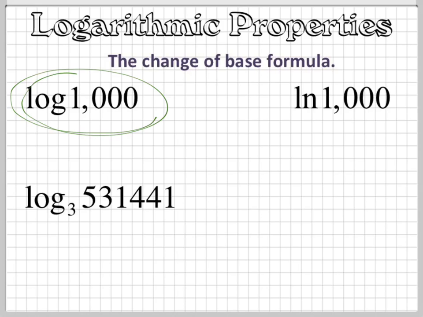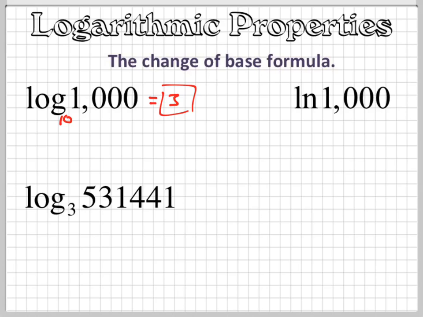This logarithm has no base showing on it. So what is the base? It is base 10. When the base is not clearly seen, then you know it's base 10. Some of you guys can tell me the answer to this right away. It is 3. Okay? Take your calculator right now and try it. Log of 1,000 equals. You should get 3.